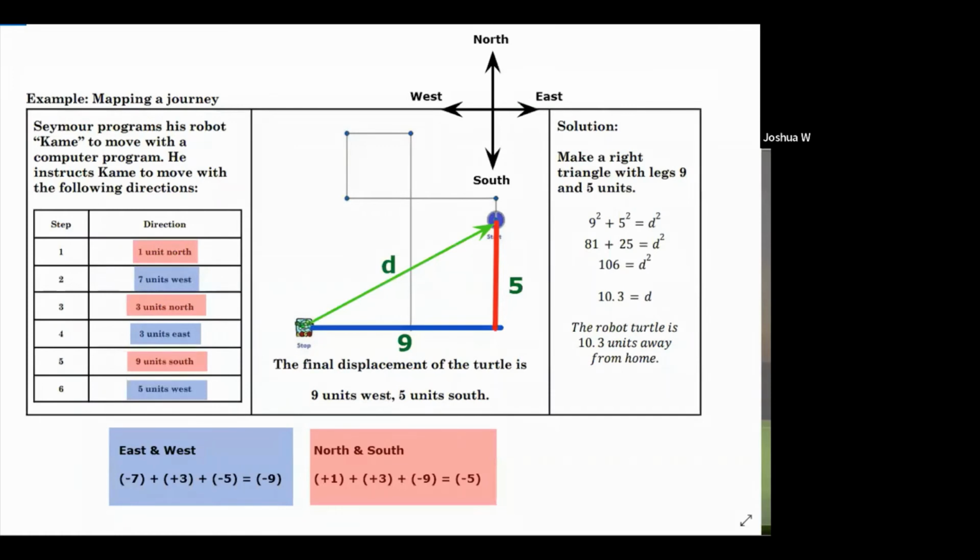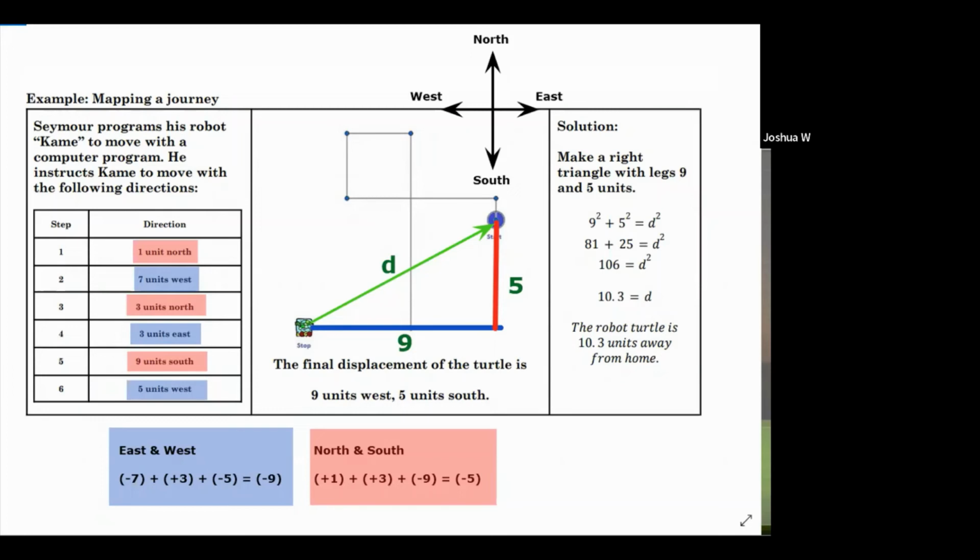Using a compass rose, we have north, south, east, and west. What we can do is split the orders for the robot into east and west commands and north and south. So for example, in blue, the robot went 7 units west, then 3 units east, then 5 units west. So its final displacement was 9 units to the west. In terms of its north-south commands, it went 1 unit north, then 3 more units north, and then 9 units south, for a total displacement of 5 units to the south.